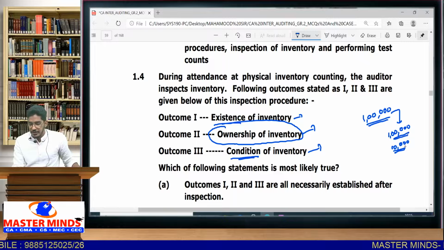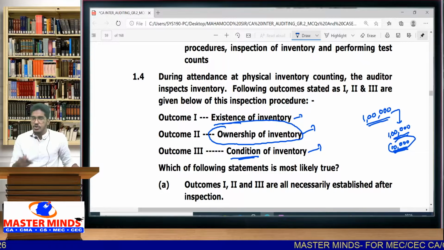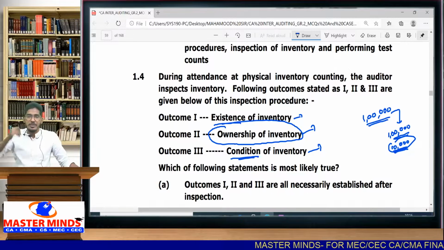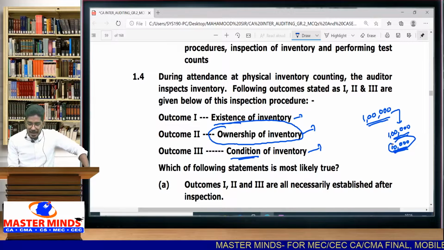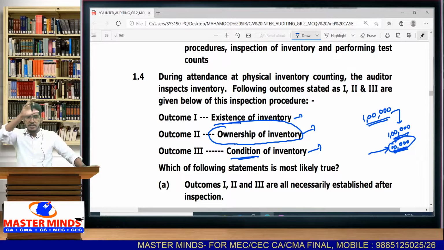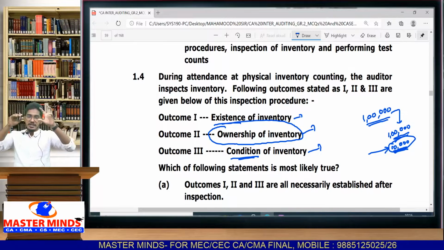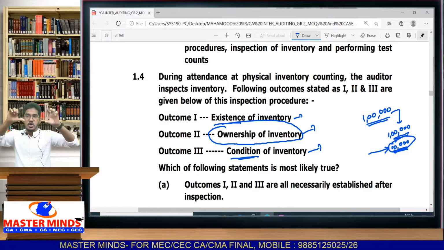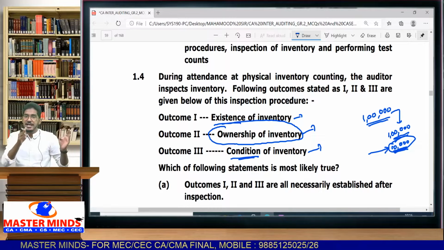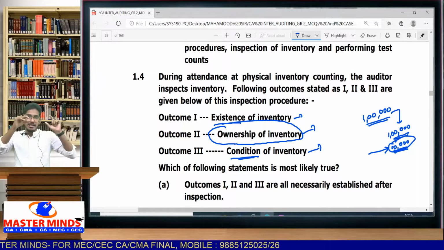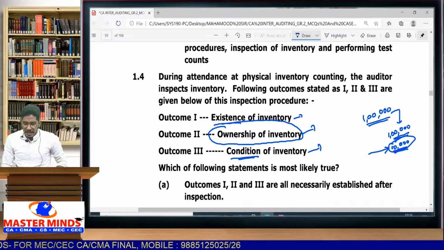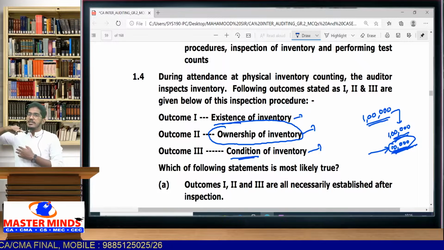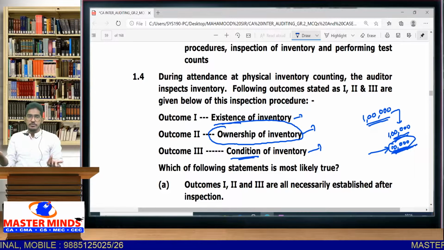Out of this 1 lakh units, 10,000 stock doesn't belong to me. This I have received on job work basis, which belongs to some other person. Now, unless the management lets me know, or unless it has been kept separately somewhere with a clear mention, like "job work stock", unless a clear indication was there in the godown, I will not come to know whether this 10,000 stock belongs to my client or to a third party. I will not come to know.